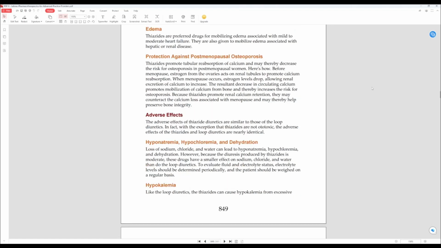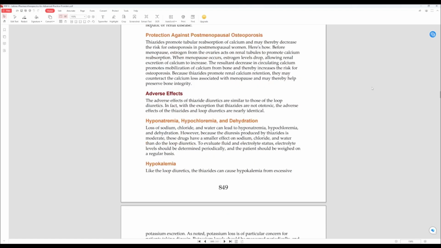Its protection against postmenopausal osteoporosis. Thiazides promote tubular reabsorption of calcium and may thereby decrease the risk for osteoporosis in a postmenopausal woman. Here's how. Before menopause, estrogen from the ovaries acts on renal tubules to promote calcium reabsorption. When menopause occurs, however, those estrogen levels drop, allowing renal excretion of calcium to increase. The resultant decrease in circulating calcium promotes mobilization of calcium from the bone and thereby increases the risk for osteoporosis.